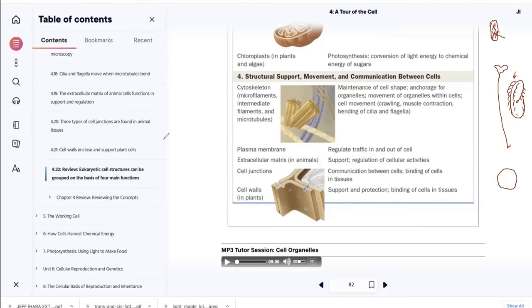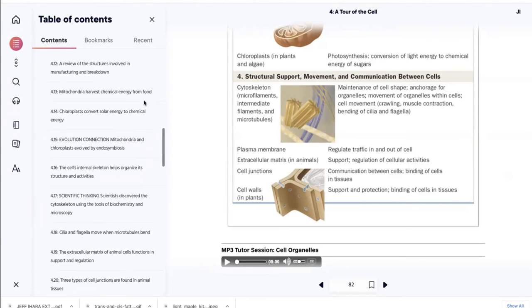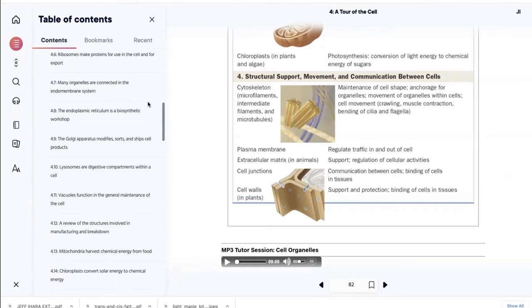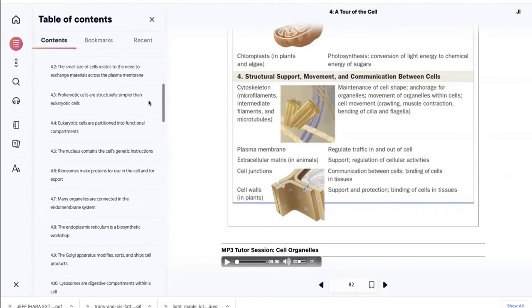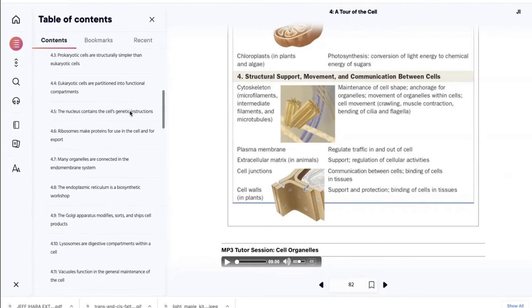Okay. Now, let's see if I can go through this without having to go back to my original outline. And so I'm going to scroll back up and just kind of tour through this chapter with you, going through some of the things that we'll be focusing on.